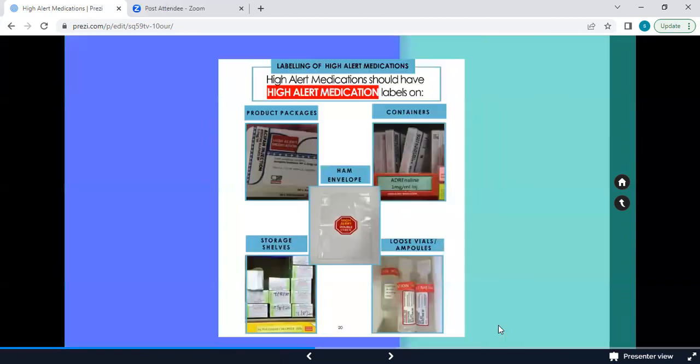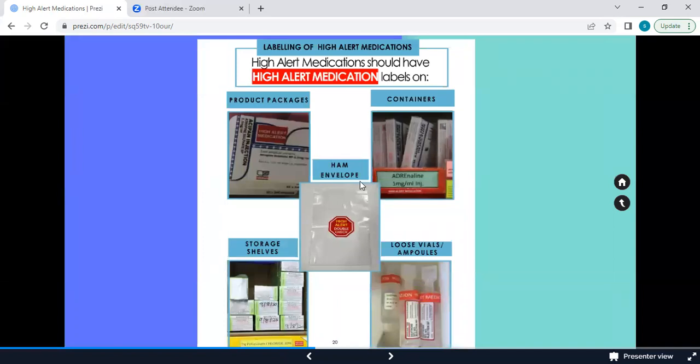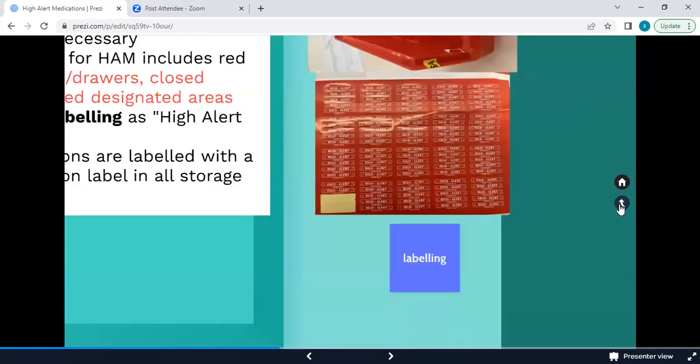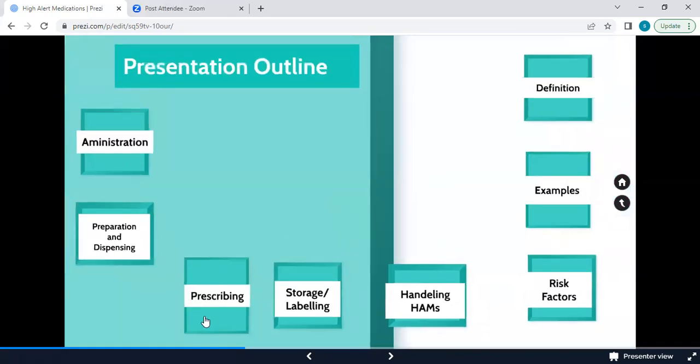Here is an example about the labeling. If you can see here, the label of high alert medication is on the product package itself. Here it is on the container, the red bin. Here on the storage shelf, it is written that this shelf contains high alert medication. And even if you have a complete box of ampoules, potassium chloride for example, on the box outside you will put the label, and on every individual vial or ampoule you have to put this tag as well. So this is the storage and labeling of high alert medication.